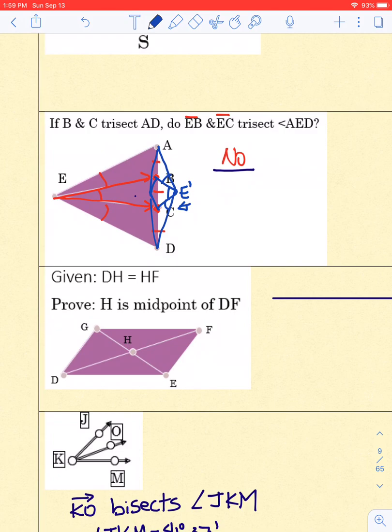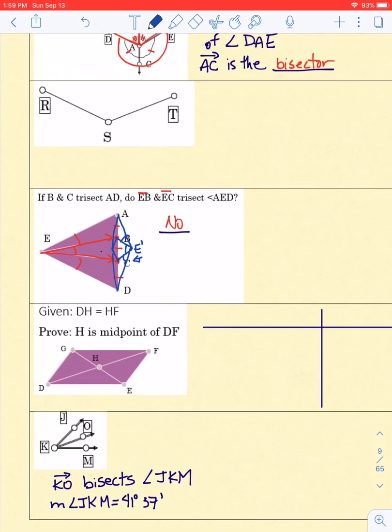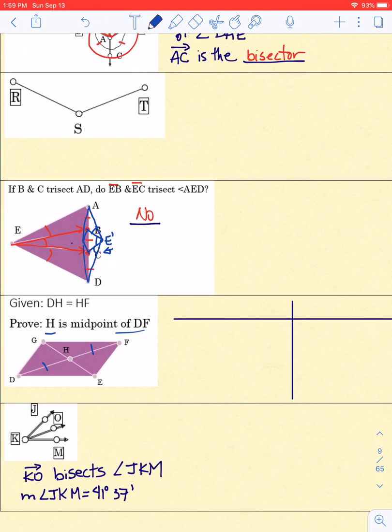Good news, proofs in this section are only about 2 lines long. This one here says we know that this segment is the same as that segment. Prove H is the midpoint. Well, that's basically a 2-line proof, because in our statements, we start with number 1, what's given to us. DH is equal to HC. And our reason is given.